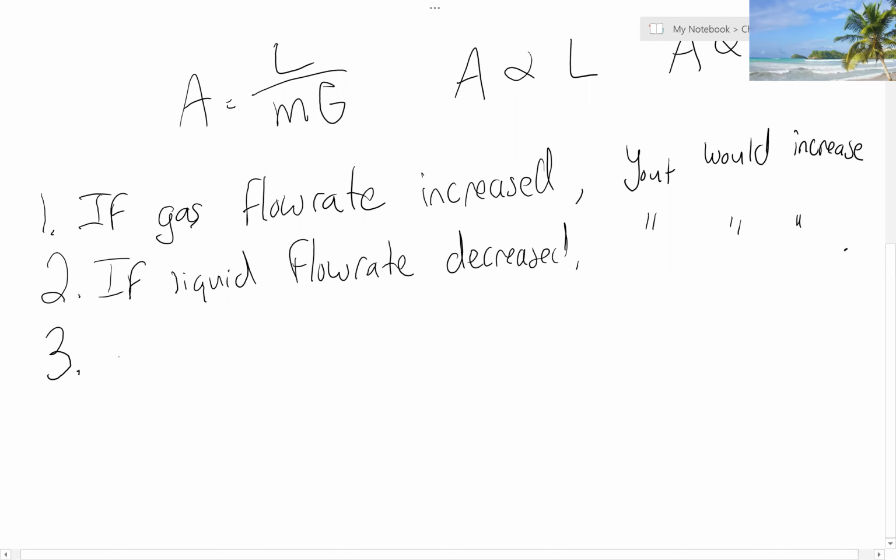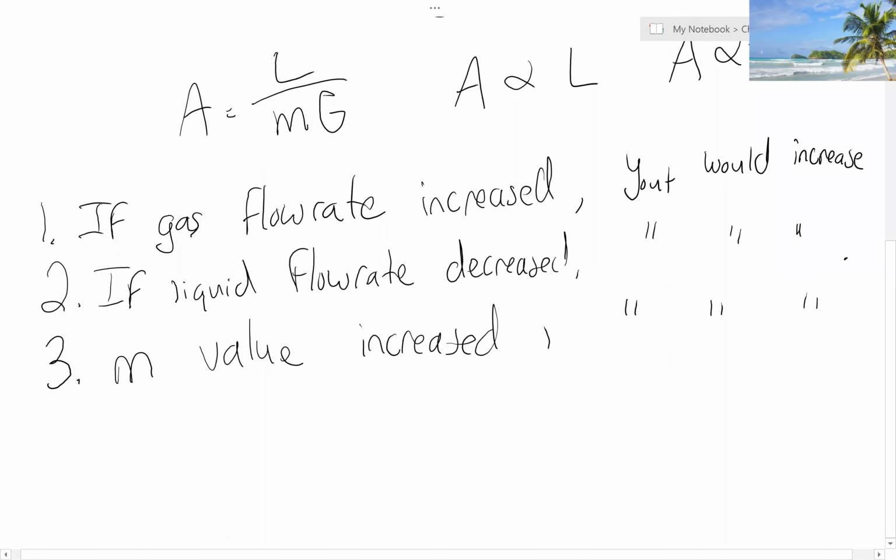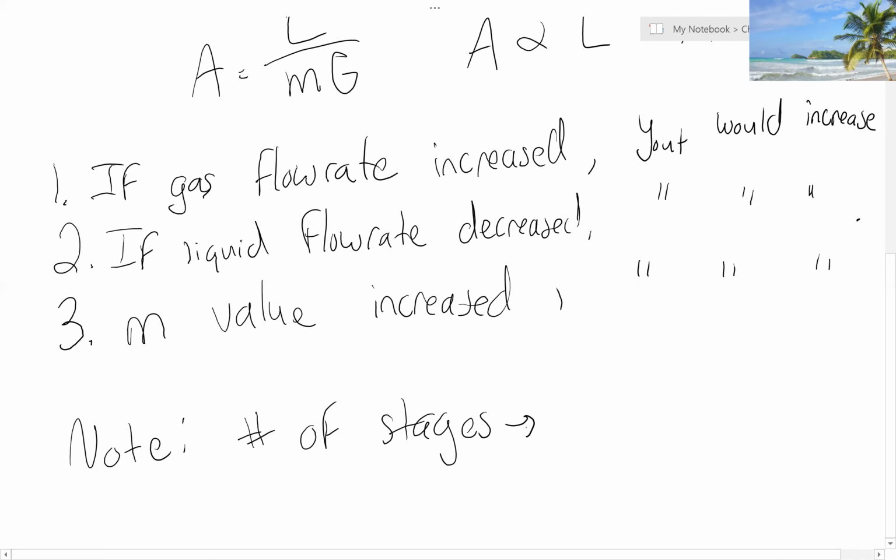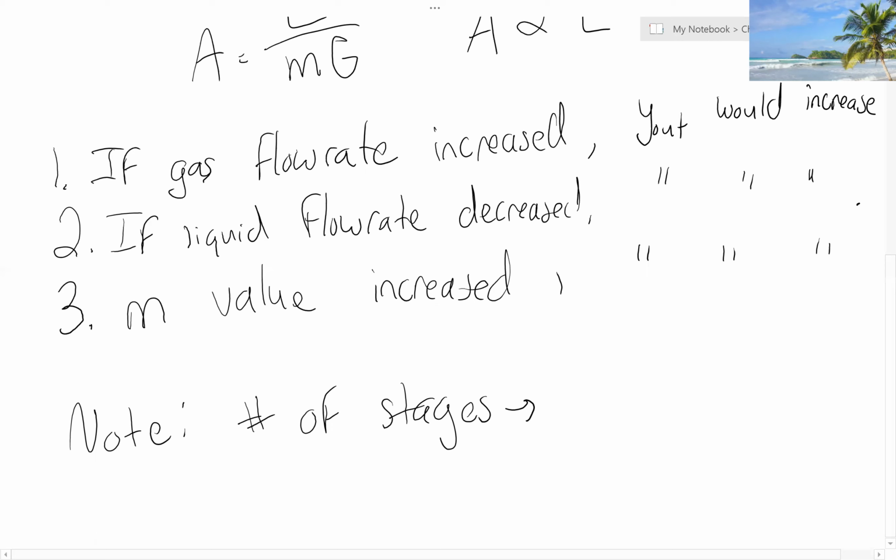Another idea is if our partition coefficient increased, that would also result in a Y out increase. Therefore, we have to think of various ways in which each of these three variables could be modified. Now, I do want to note, you can argue issues in terms of number of stages. However, for most plants, it's very rare for something theoretical like that to be a true cause.